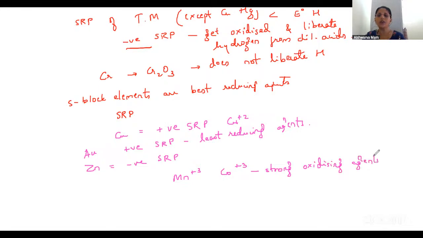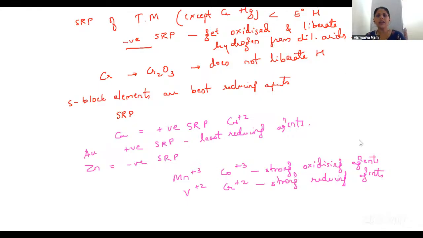Because they are having positive SRP, yes or no? Then vanadium plus 2 and chromium plus 2 are strong reducing agents. From the SRP values, this is confirmed. Reducing agents.